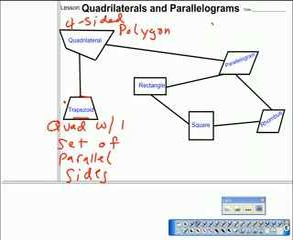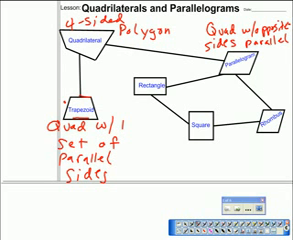A parallelogram is a quadrilateral because it's four-sided with opposite sides being parallel and congruent. So opposite sides are parallel and congruent. That's what makes a quadrilateral a parallelogram. So in that, those two sides are congruent, these two sides are congruent.